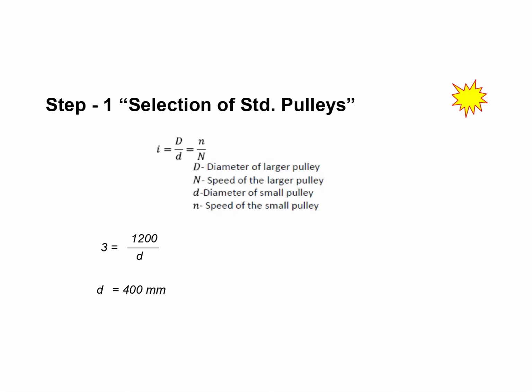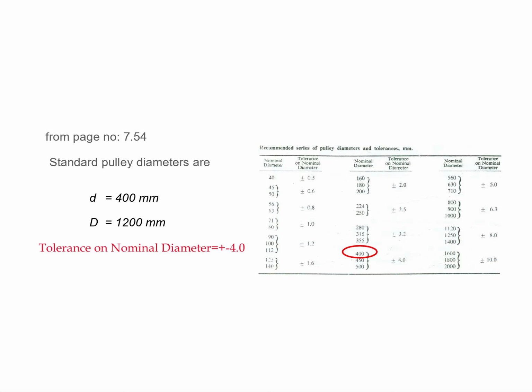Next, we have to find the diameter of the smaller pulley, since the diameter of the larger pulley is known and the velocity ratio is also known, by using the formula I equal to D by d into small n by capital N. We can know the speed of the smaller pulley. Step 1, selection of standard pulleys. After finding the speed of the smaller pulley, we have to check the size of the diameter of the pulley, whether it is a standard one or not.